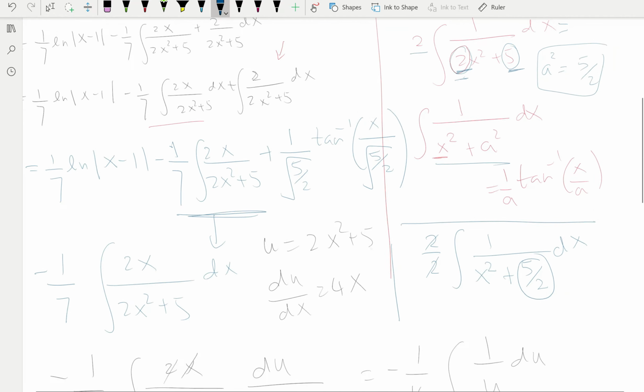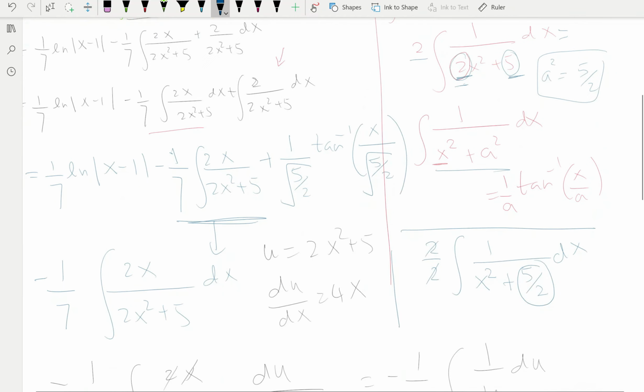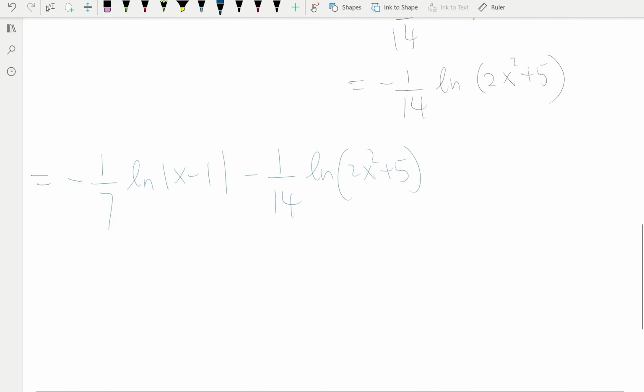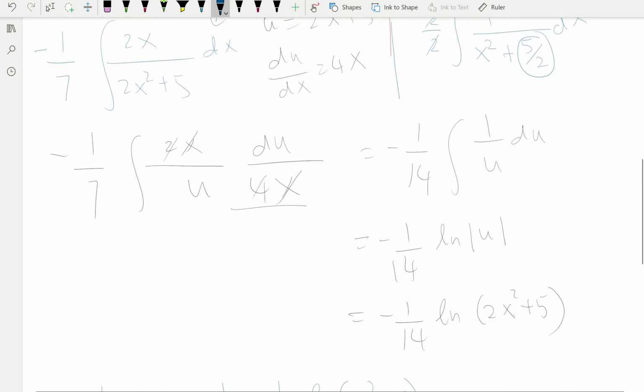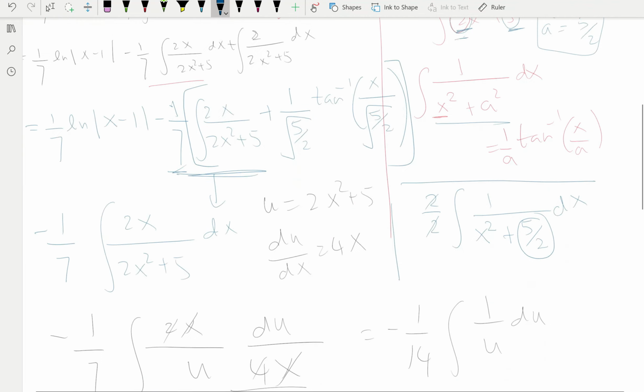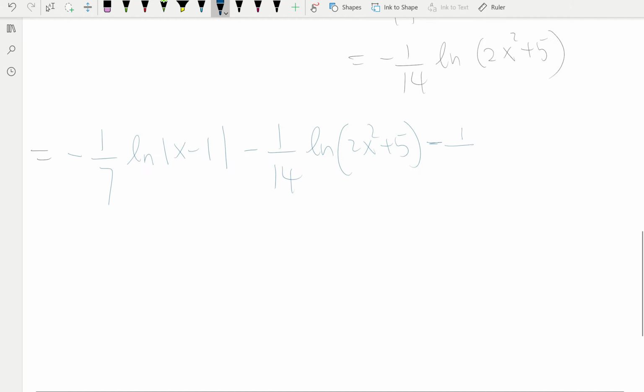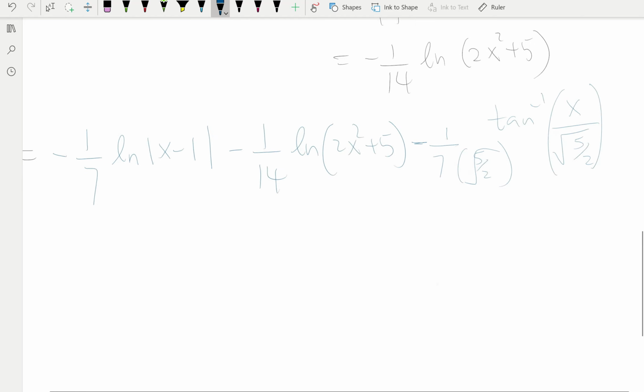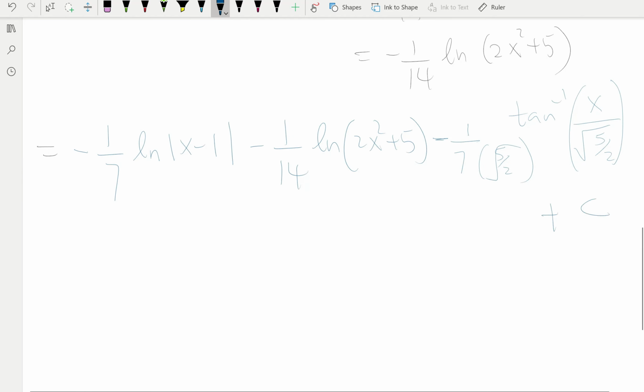Okay, so let's see. Yes, and we have to multiply by minus 1 over 7. Don't forget that we have to multiply by minus 1 over 7. So this 1 over 7 was for everything. So 1 over 7, and here square root of 5 over 2 tangent inverse x over square root of 5 over 2. And yeah, this looks messy, right? Plus c.